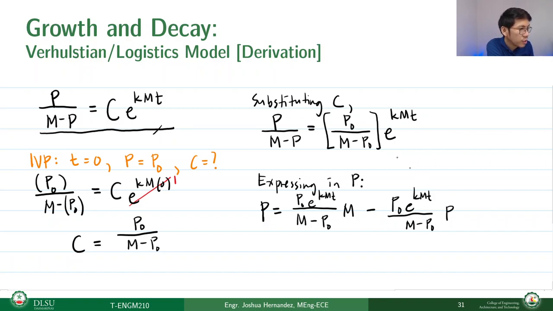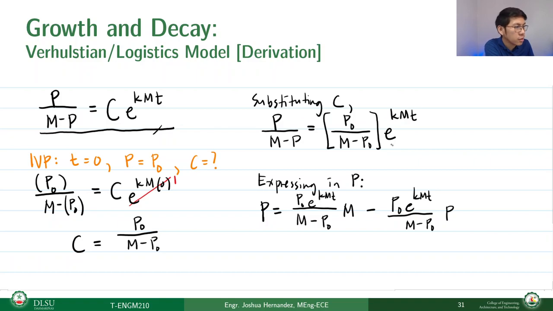P. So, anong ginawa ko dito? Itong denominator sa baba, M minus P. I distributed it to the right-hand side. No? So, definitely, this one is multiplied to M. And this one multiplied to P. Hence, ito. Tsaka ito.